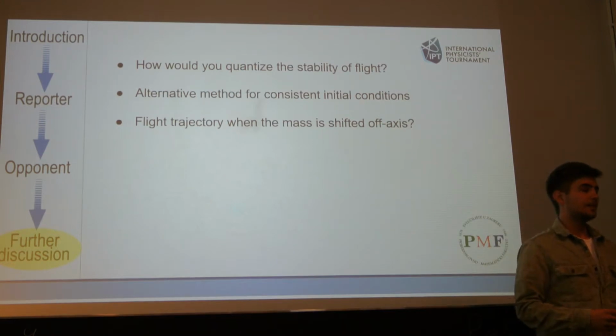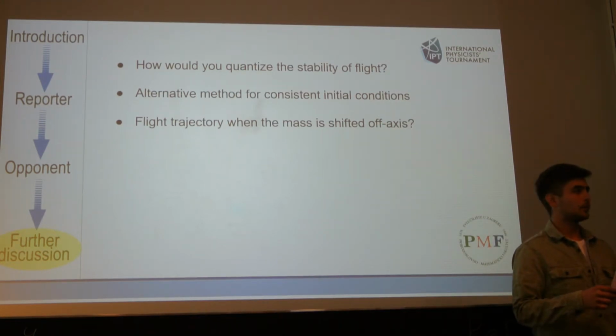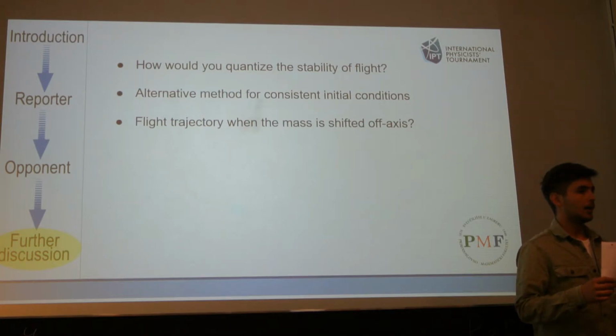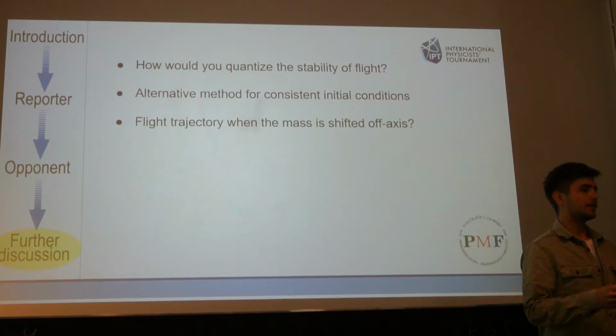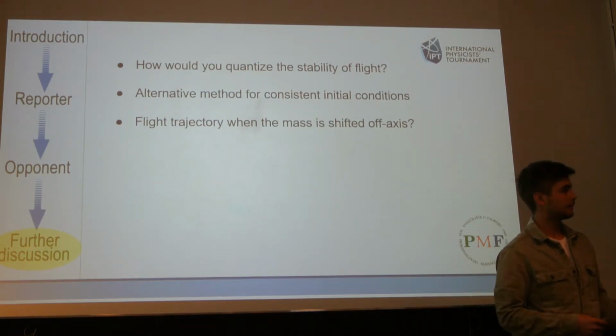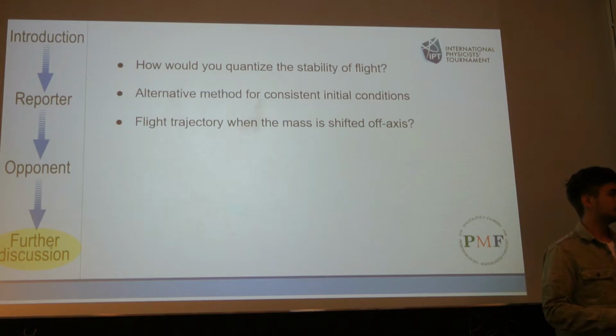So in the statement of the problem, it said to comment on the stability. I was wondering what you would have to say about how you defined stability and how you would quantize the stability of a flight and find its dependence on relevant parameters. I quantized the stability in one of my slides by the error in the height I was achieving. Because basically the stability of a flight is a measure of how sensitive it is to the initial parameters. So this is the main quantized measure I used.